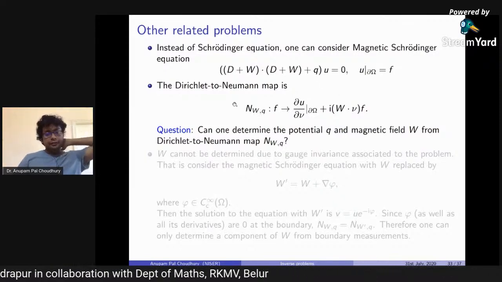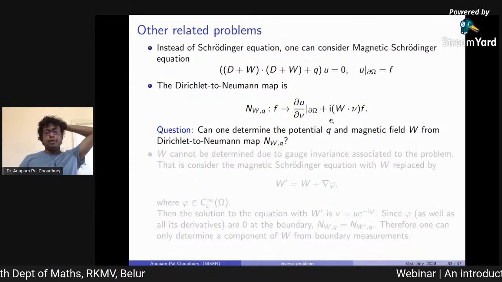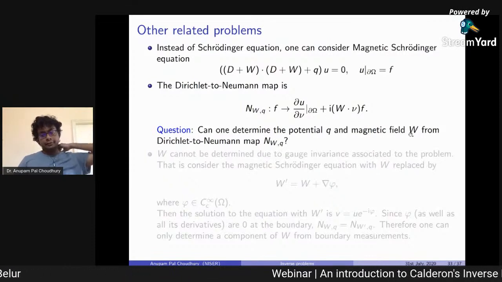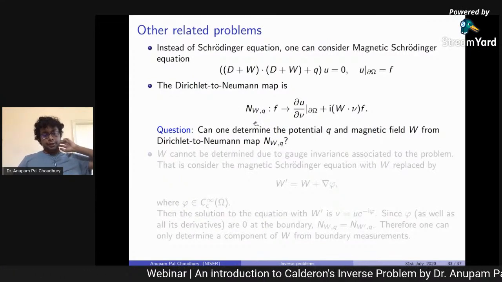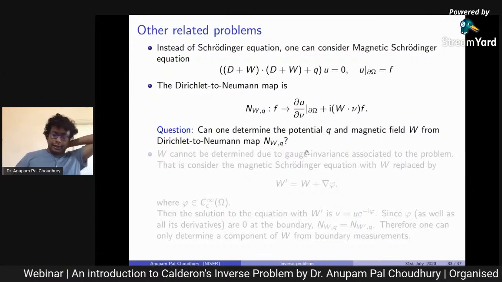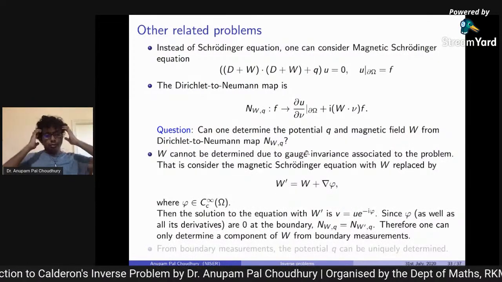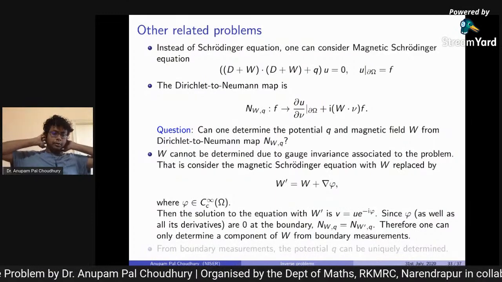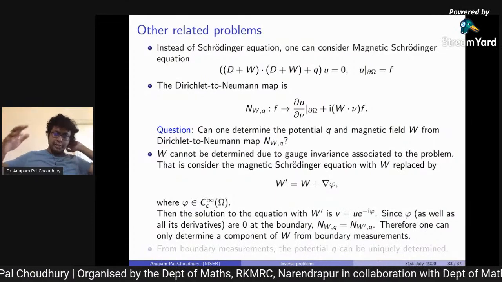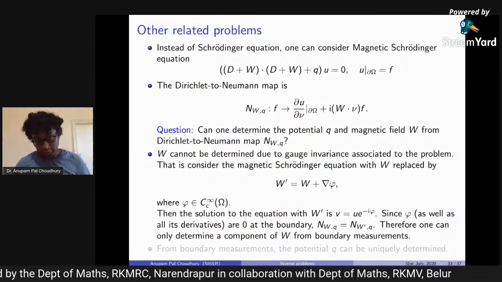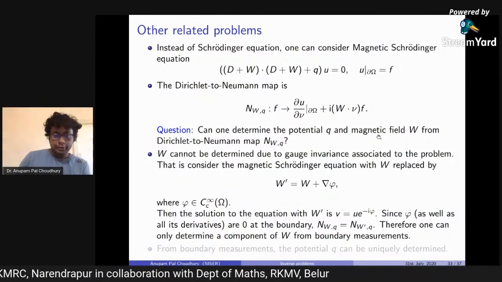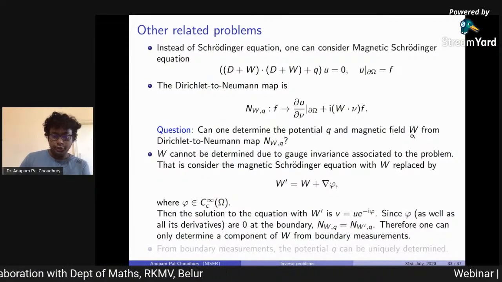So you can similarly define the Dirichlet to Neumann map. Can one determine the potential Q and the magnetic field W from these measurements? Again, this was studied, and this is now more or less well studied. Obviously, there are many aspects which are still open, but we don't get into all those things. But the thing is, W cannot be determined usually.